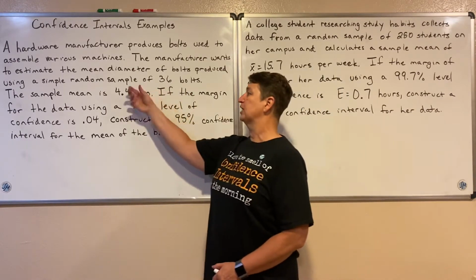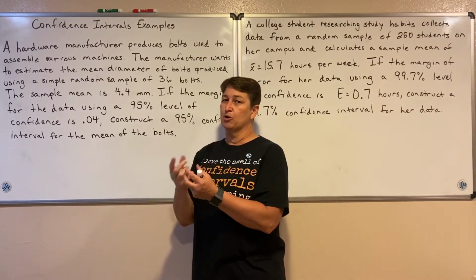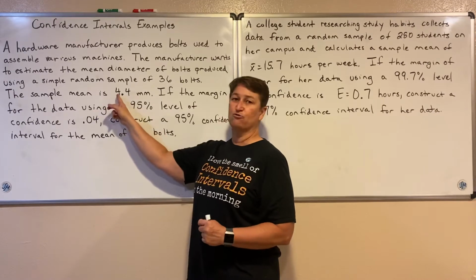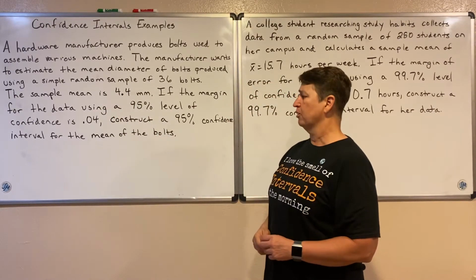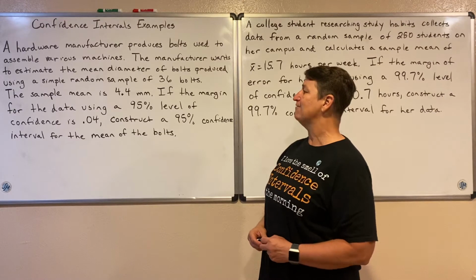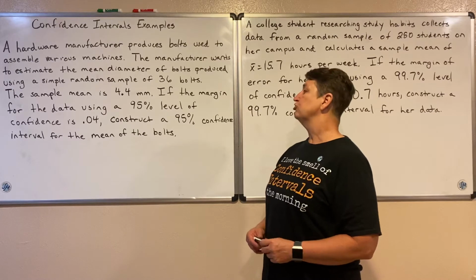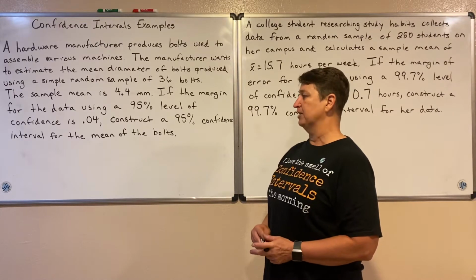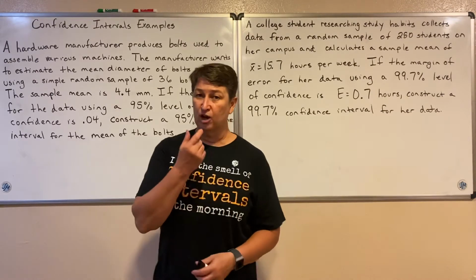So we went out, we collected a random sample of 36 bolts, measured the diameter, and found a sample mean that is 4 4/10. If the margin of error for the data using a 95% level of confidence is 4/100, construct a 95% confidence interval for the means of bolts. So here's what we've done.